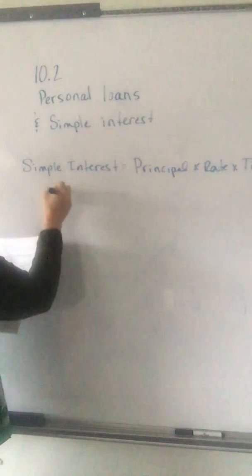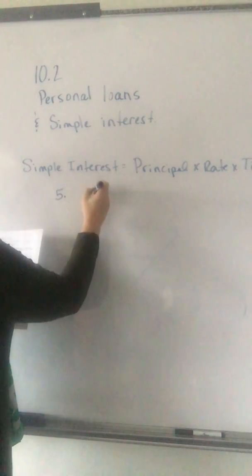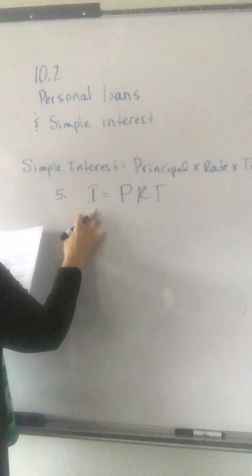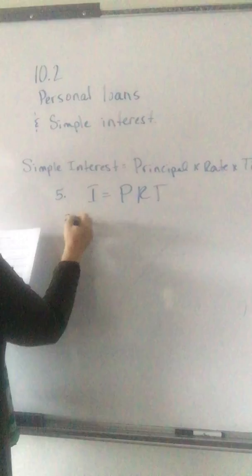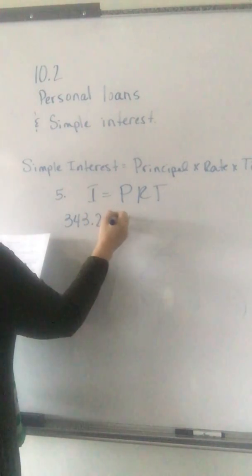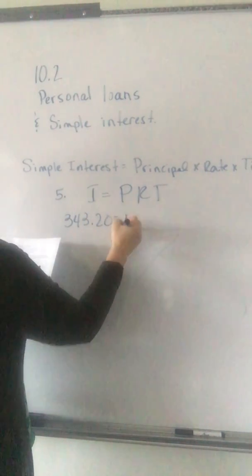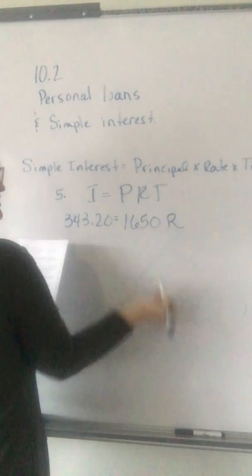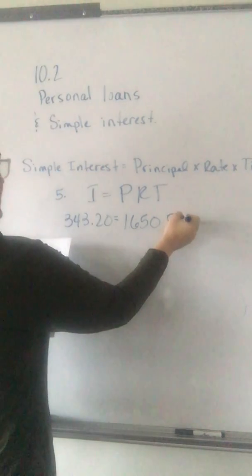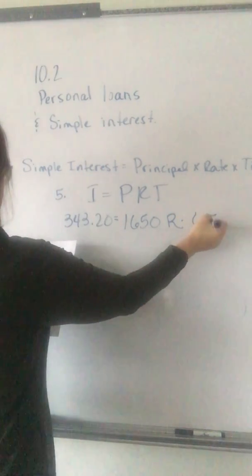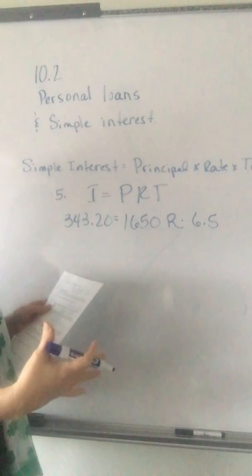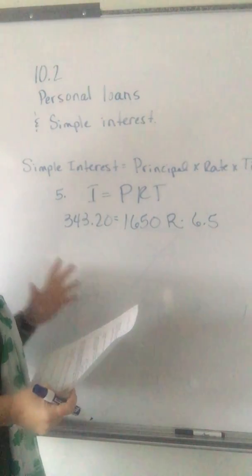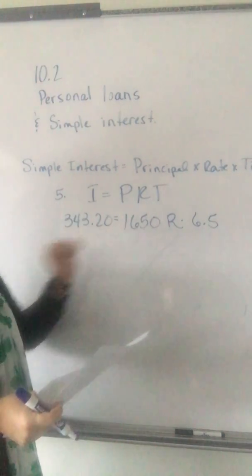Number 5, principal, we've got I equals PRT, should not have erased it, I'm going to use that over and over. We've been given the interest is $343.20. This one does give the principal of $1,650. The rate is what's missing this time, so just leave that as an R. And then the time is 6.5 in years. All of this is assumed to be in years unless otherwise stated. So 6.5, we assume the rate will be in yearly rate as well. So we just leave it like it is.